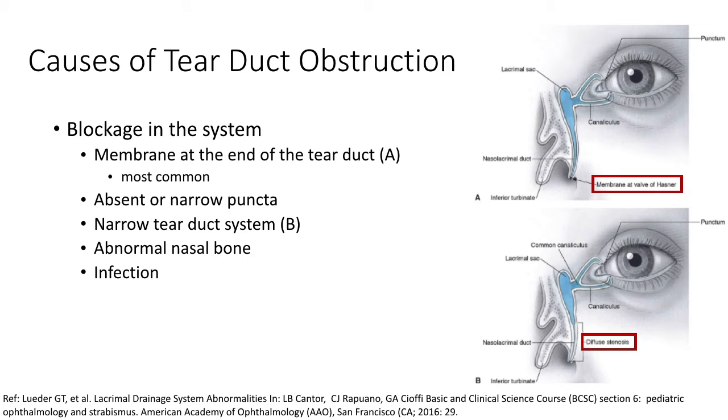Blockage of the tear duct can occur anywhere along the drainage system. The most common location of a blockage is at the end of the tear duct in the back of the nose. This blockage is caused by the presence of a membrane, as shown in Figure A. Other causes of a tear duct obstruction include the absence or narrowing of openings in the corners of the eyelids, a narrowed tear duct system overall, as shown in Figure B, an abnormal nasal bone, or an infection clogging the system.